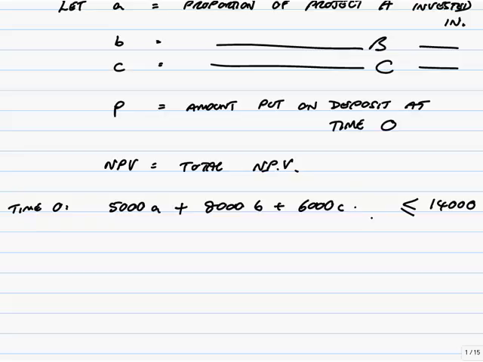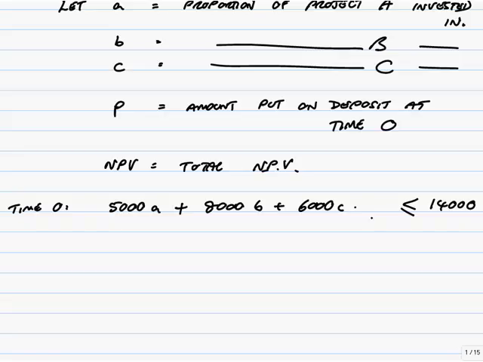Although obviously you want to do as much of each project as we possibly can, don't forget we are going to be limited in time 1. So it could be that because of the limit at time 1, we're not able to do as much investment as we'd like at time 0. And therefore, we might not need all 14,000.